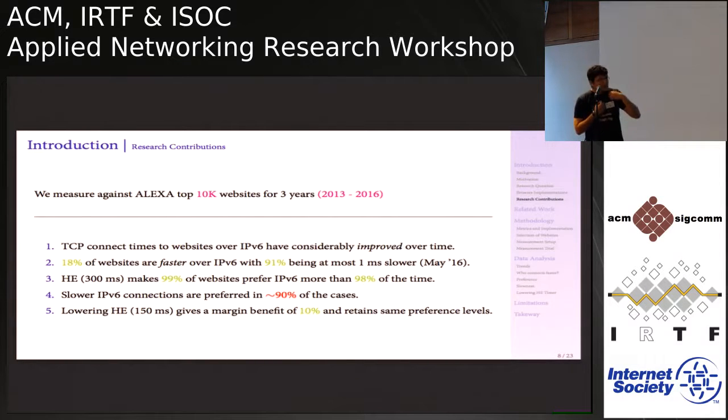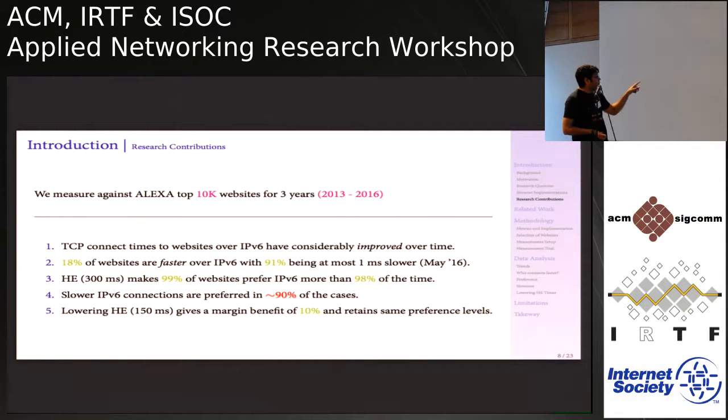So we actively measure against the Alexa top 10K websites, and we have been doing this for the past 3 years, since 2013, still ongoing. So this has not stopped. And what I show you is that TCP connect times over V6 to all these websites have considerably improved over time. We'll look at this. And what we saw is, as of May 2016, which is last month, 18% of websites are faster over V6 with 91% at most 1 millisecond slower. So this is fairly good news for V6 deployment. And HE with the 300 millisecond timer value makes 99% of these Alexa top 10K websites prefer V6 98% of the time. So that's a considerable preference towards V6.